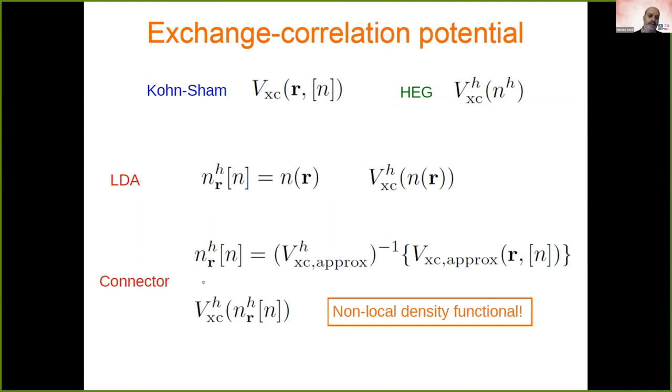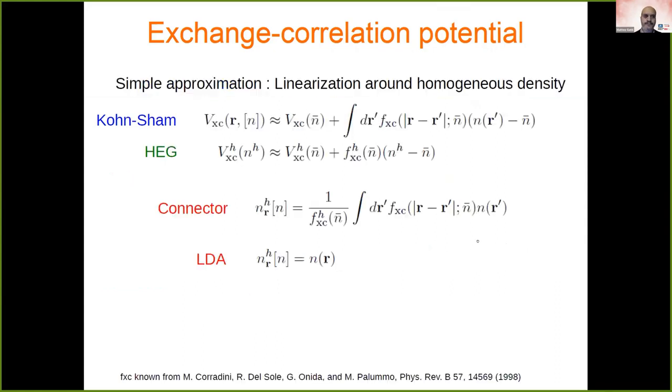In the case of the connector, we make this connection exact in principle, and we design a connector that is a functional of the density, and it's different for each point. And an important point is that when we insert this connector here, what we obtain is a non-local density functional. Meaning that if I need the exchange correlation potential at the position R, I don't connect to the gas with the local density, but with a different density, a density that is obtained in this way.